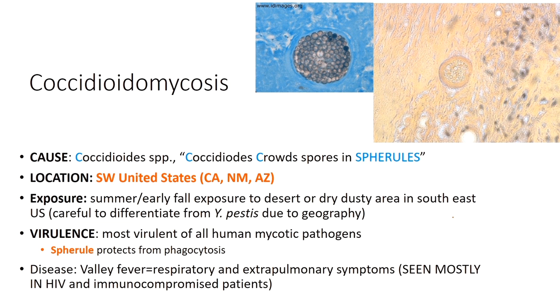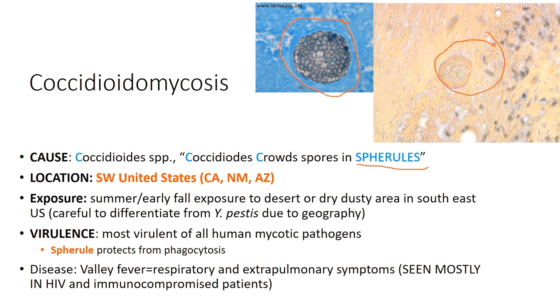Coccidioidomycosis is caused by Coccidioides immitis and some other species. Immitis is the most commonly tested one. Coccidioides produces spores in spherules. Definitely know those words. Spherules are high yield, and this is a spherule right up here and right up here.